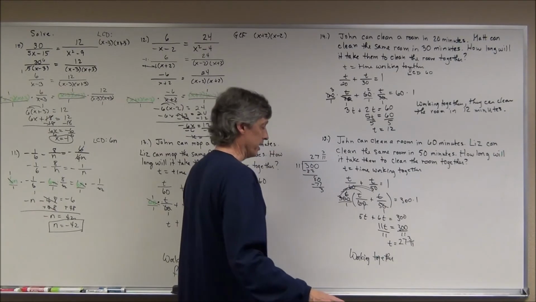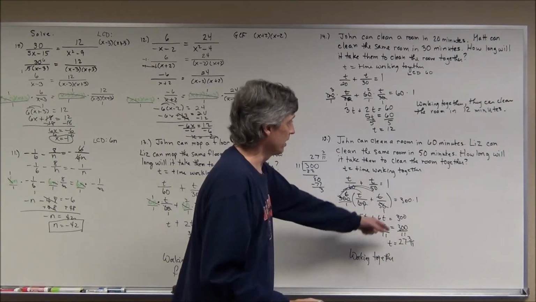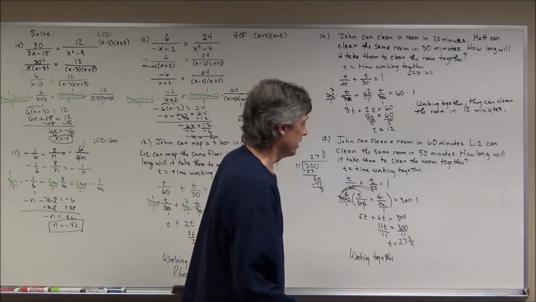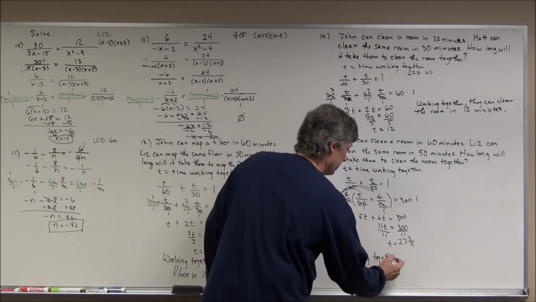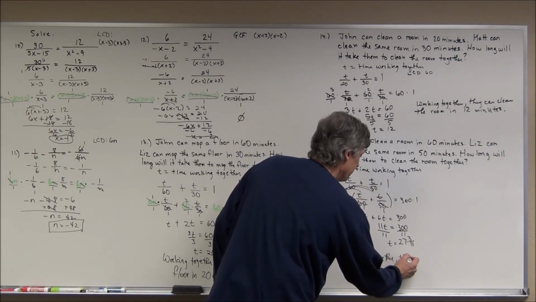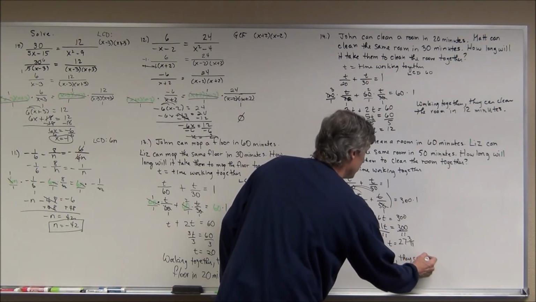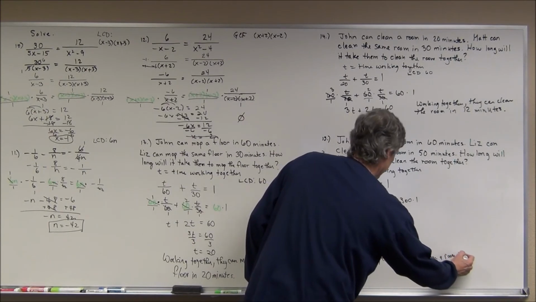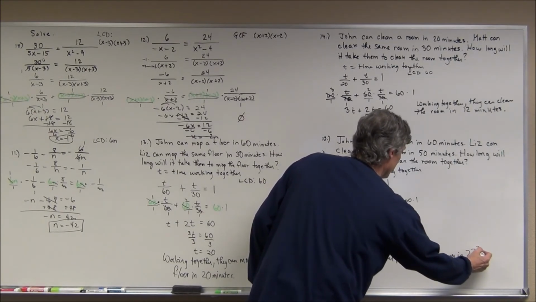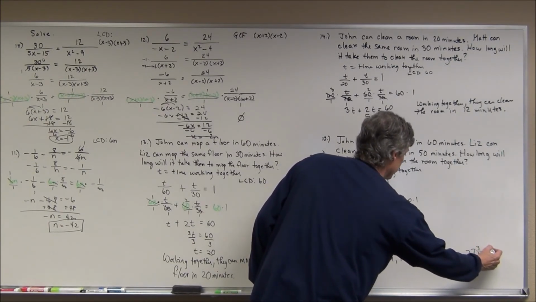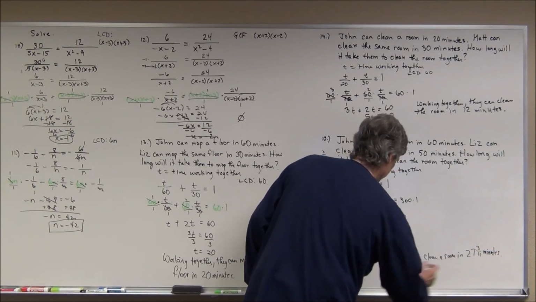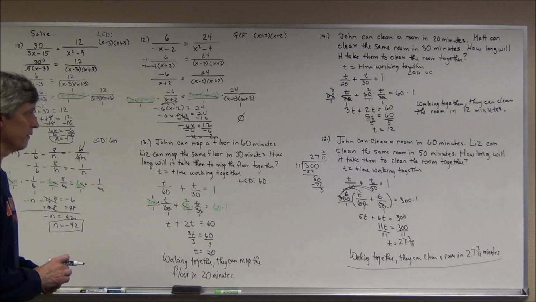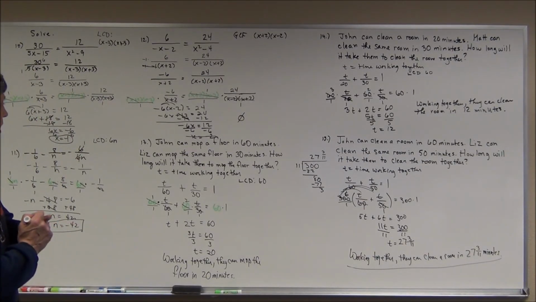It's okay, don't panic. Just remember, it's got to be less than the time of the person that can get it done the fastest in their individual time. Working together, they can clean the room in 27 3/11 minutes. And there's my answer.